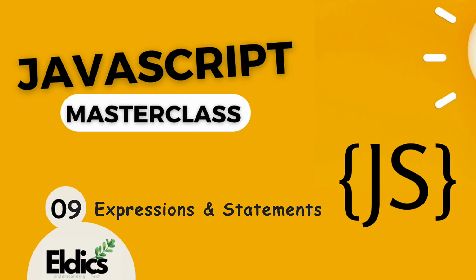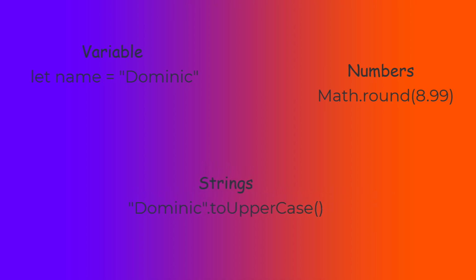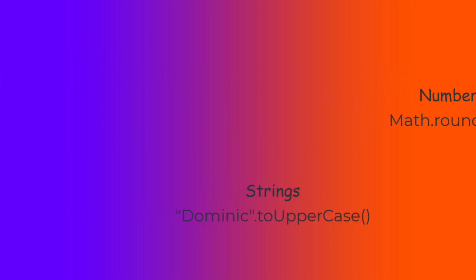In JavaScript. In previous videos, we've seen variables, how to declare a variable and assign a value to a variable. We've also looked at numbers and played around with numbers a bit. We've also looked at strings and seen how to manipulate strings in certain ways. In this video, let's turn our attention to expressions.